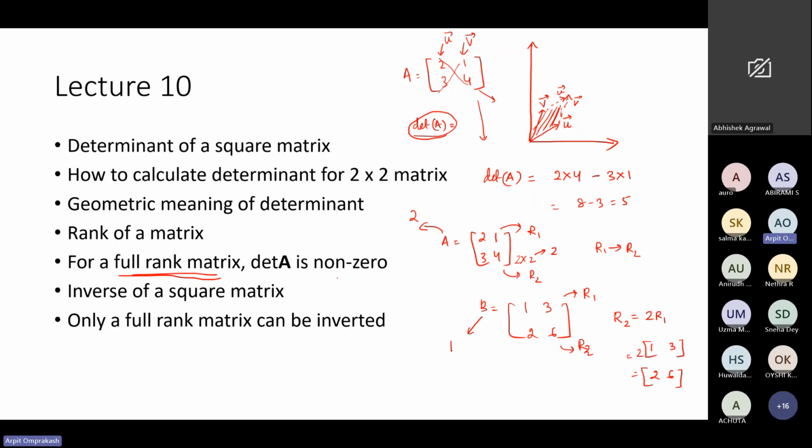The determinant of a full rank matrix is non-zero, since the columns and rows are linearly independent. But if we calculate the determinant of a matrix which does not have full rank, the determinant will be zero. For example, if you had to calculate the determinant of B here, which is given as 1 × 6 − 2 × 3, we get 6 − 6, which is 0.